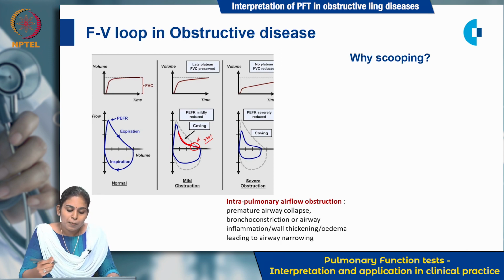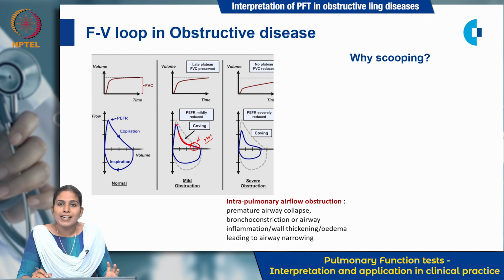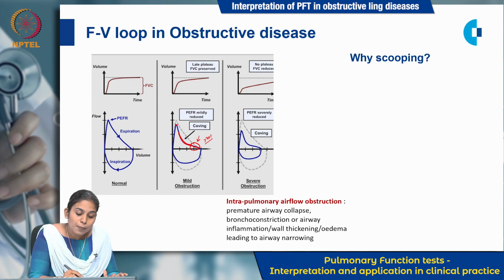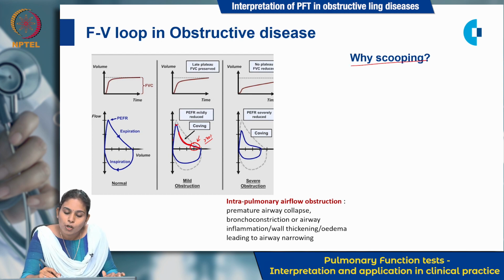Okay, so what they mean by this is that this is your peak expiratory flow rate. The peak expiratory flow rate indicates the maximum exhalation, and it represents your large airways, whereas the terminal portion of the loop represents your smaller airways. Okay, so why this scooping happens: I want you to recall the formula that the airflow is directly proportional to the pressure changes and inversely proportional to your airway resistance.